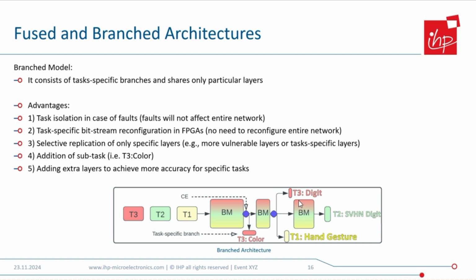Addition of subtasks. One task can have multiple subtasks. For example, task 3, we can detect digit as well, and we can also detect the color of that input. And also one more thing, in branch architecture, we can do task specific training to increase the accuracy of a specific task. In the fused one, because we are training it together and because all the tasks share all the layers, it is very hard sometimes to achieve good accuracy for all the tasks. While in branch architecture, you can do task specific training as well. You can add more layers to a certain branch to achieve more accuracy.